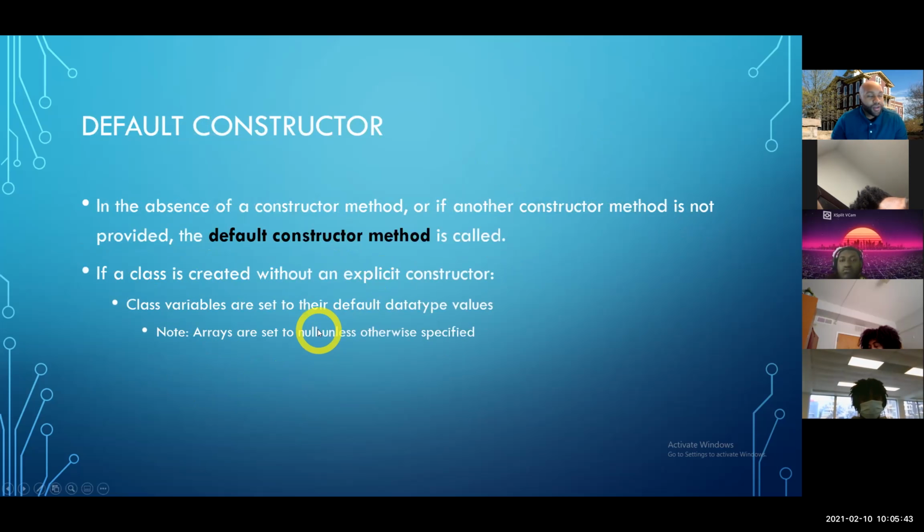All right, there's something called the default constructor, right? Which is what is called by default. It has no arguments. It has nothing else in it. It's called when you don't provide any other parameters to a constructor method. So in the absence of a constructor method, or if another constructor method is not provided, the default constructor is called instead. If a class is created without an explicit constructor, class variables are set to their default data type values. Arrays are set to null unless otherwise specified.